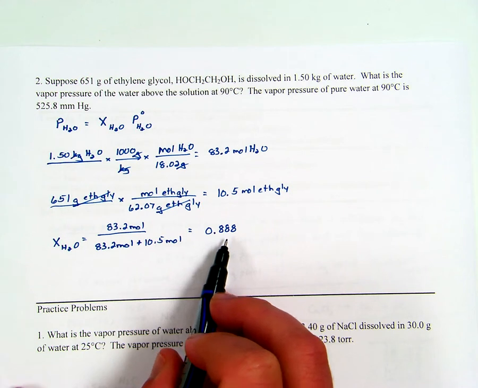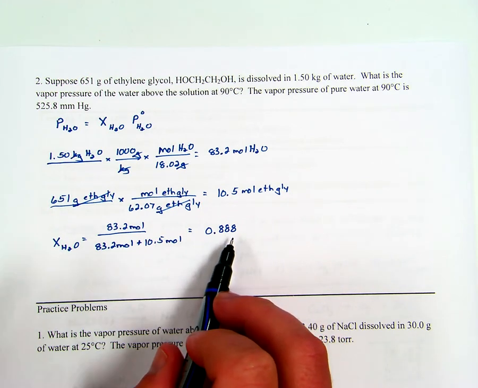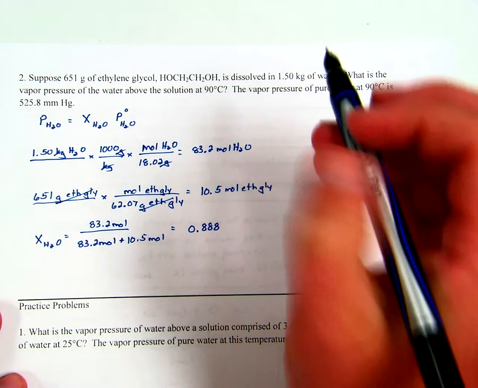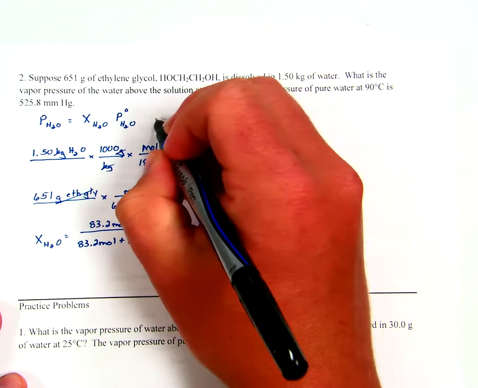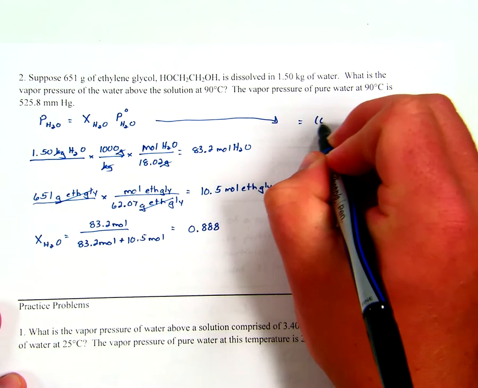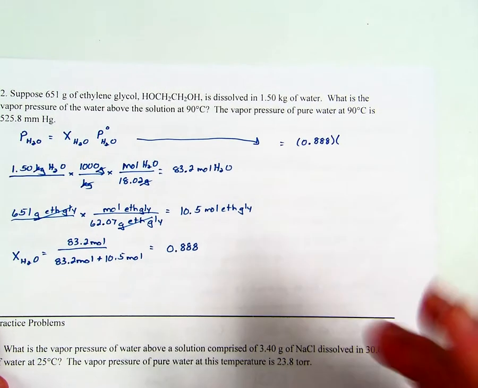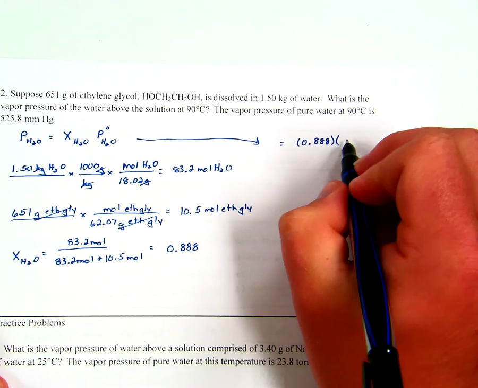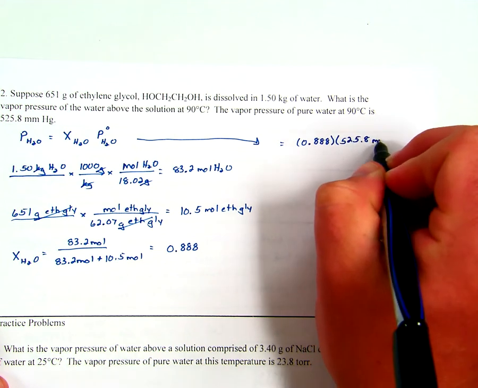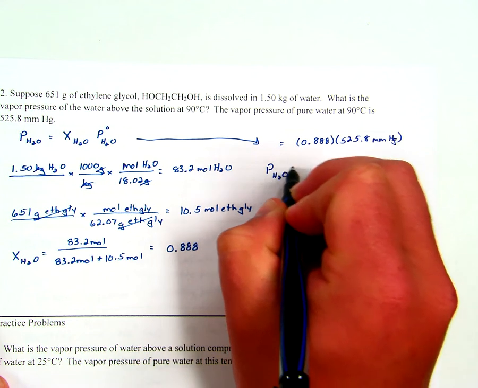So the vapor pressure should be 88.8% of what it would be if it were pure water. And that's exactly how Raoult's law works. Just using this law over here, I'm just going to take our mole fraction of water, 0.888, multiply that by the vapor pressure of pure water, which we're told is 525.8 millimeters of mercury. And we get our value there. It looks like we get 3 sig figs. I get 467 millimeters of mercury.